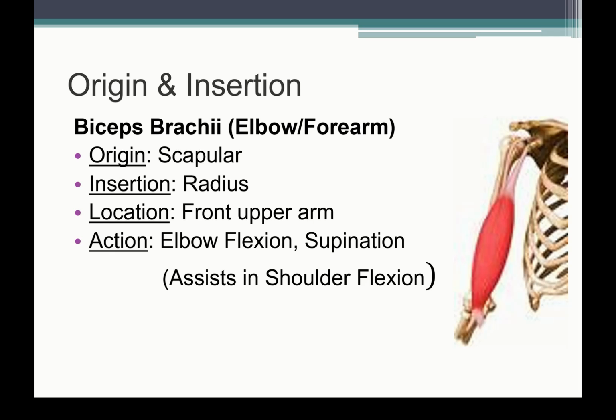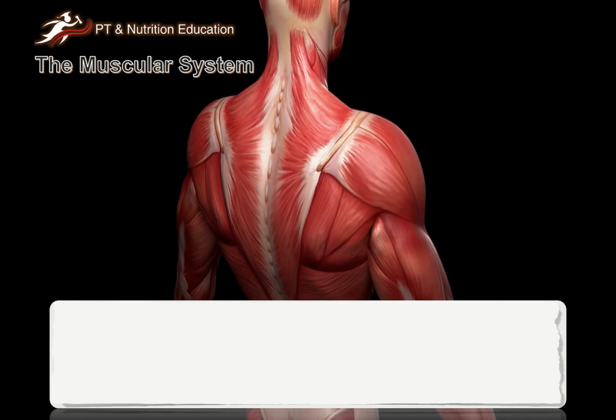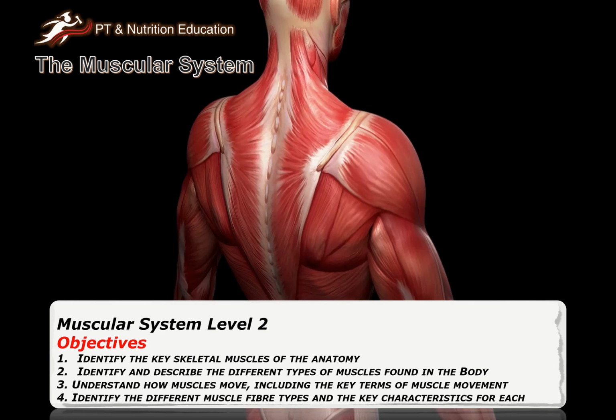So this basic knowledge of the origin and the insertion tells us where that muscle tendon attaches, both at the origin and the insertion. And of course the action that we get, as we're aware and we've spoken about many times already, is elbow flexion and we can also get some supination. Okay, so well done. That's the muscular system completed at level 2.